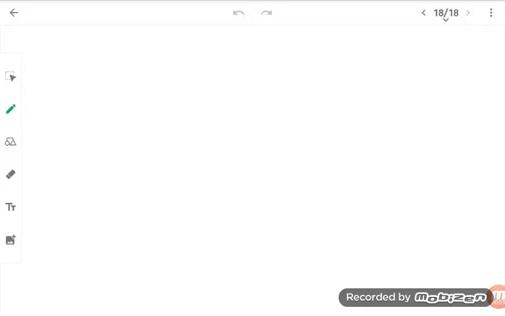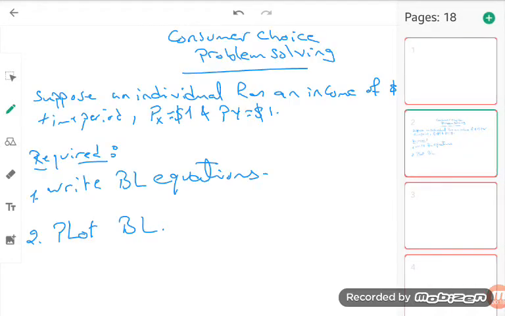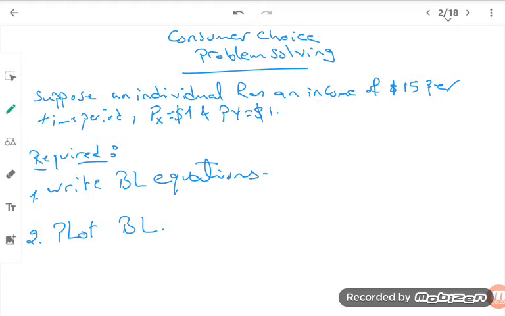Our lecture today is about a comprehensive problem about the three main chapters, chapter 2, 3, and 4, consumer choice. So let's start with an assumption. Suppose an individual has an income of $15 per time, per month, per week, anything. Price of X equals $1 and price of Y equals $1.